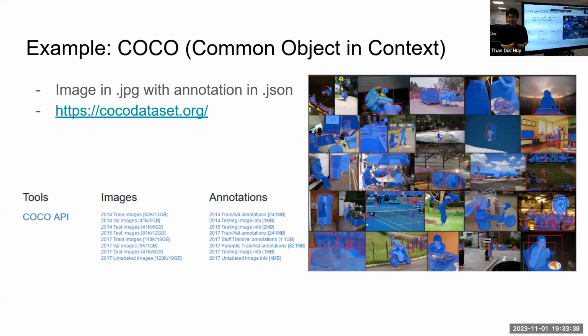But in bigger data sets, they do not just have an image and a label, but they also have annotations, a lot of annotations for various aspects. So here is the COCO data set, called Common Objects in Context. The images are in JPEG files, and the annotations are in a JSON file. A JSON file is just a file format that can hold various forms of data. And when you read it using Python, it will come out as a dictionary.